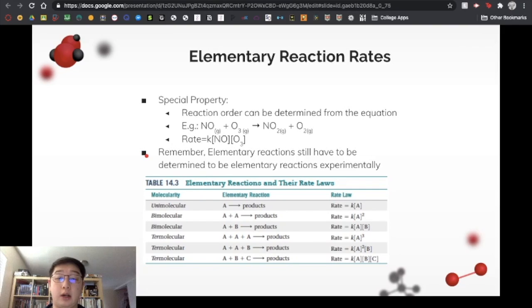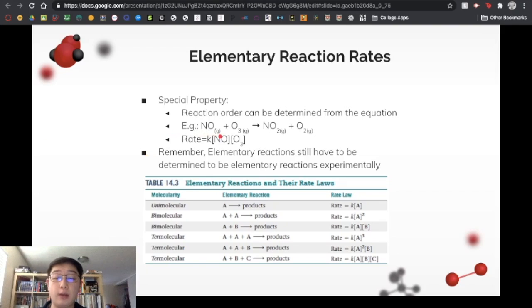So for elementary reaction rates, there's a special property, and this does not extend to the overall reaction equation. For the elementary reaction rates, the reaction order can be determined from the equation. For example, here's one between nitrogen monoxide and ozone, creating nitrogen dioxide and oxygen. Remember that the elementary reactions still have to be determined to be elementary reactions experimentally, but if you're predicting that it's going to be elementary, or if you know that it's elementary, if that information is given to you, you can predict the rate law basically by looking at the molecularity of these reactions.